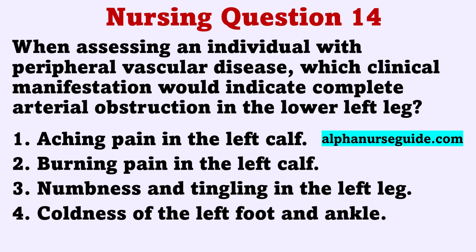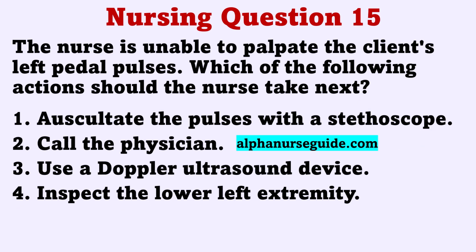Coldness in the left foot and ankle is consistent with complete arterial obstruction. Other expected findings would include paralysis and pallor. Aching pain, a burning sensation, or numbness and tingling are earlier signs of tissue hypoxia and ischemia, and are commonly associated with incomplete obstruction.